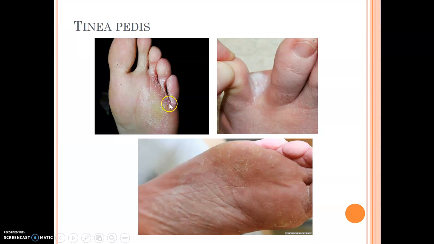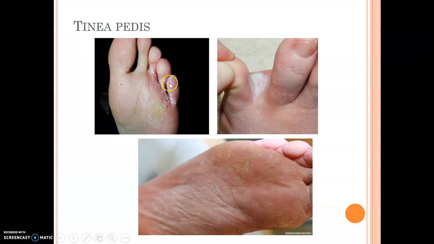So tinea pedis is in the foot. Usually it affects the sole of the foot as well as in between the toes and the finger webs. And you can see there the white patch. This is a typical feature of candida infection. It's a kind of fungal infection. And sometimes it can be mistaken for what? This can look like an eczema. This one can look like eczema. This one also can look like eczema.